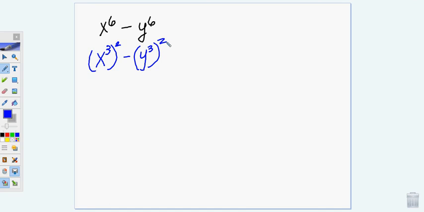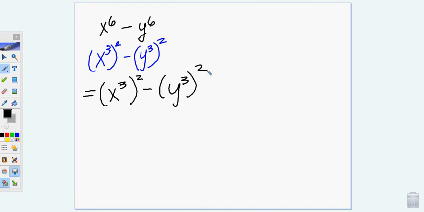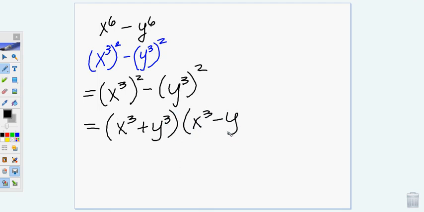Okay? And so what I'm going to do when I do this is I'm going to end up with this, right? X cubed squared minus y cubed squared, okay? And then I'm going to end up with my a plus b, a minus b. X cubed plus y cubed times x cubed minus y cubed.